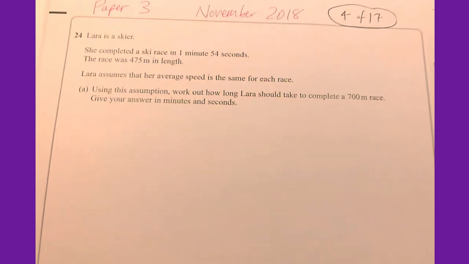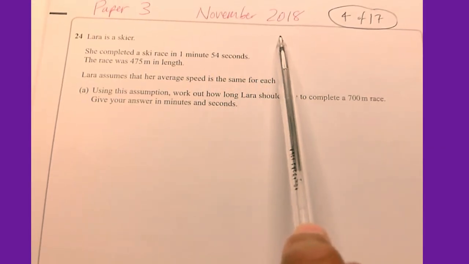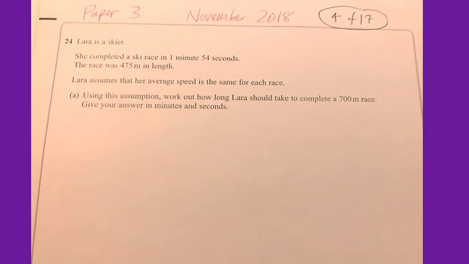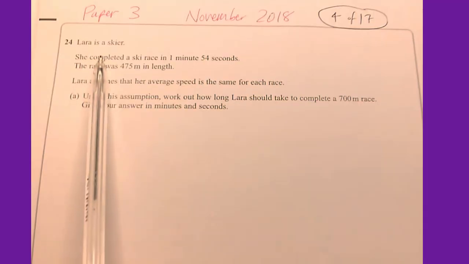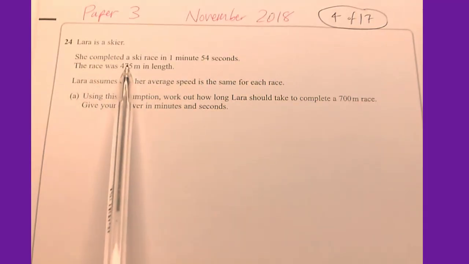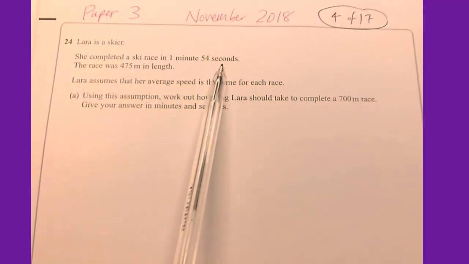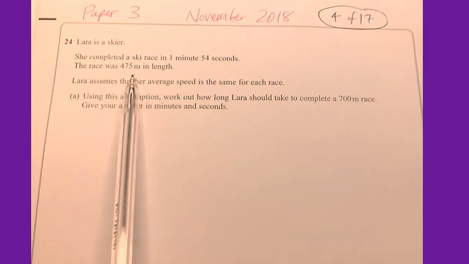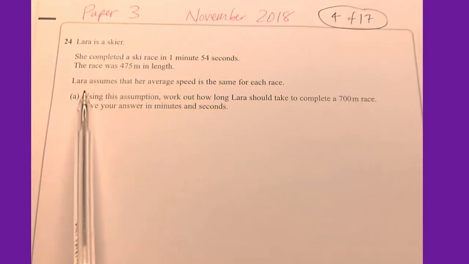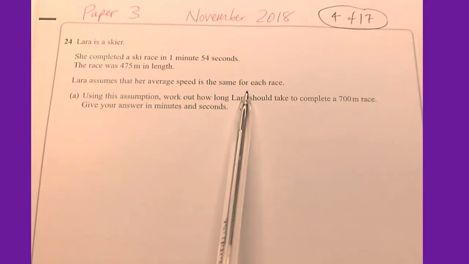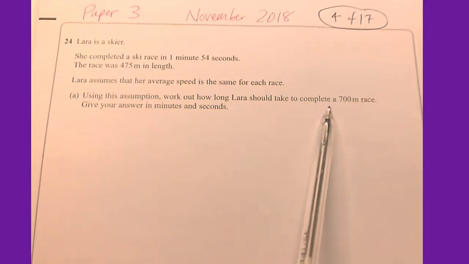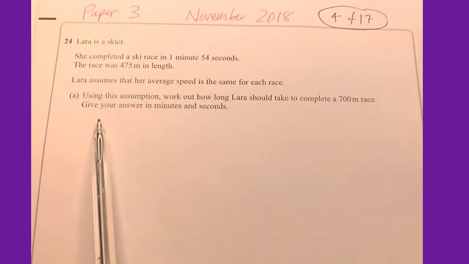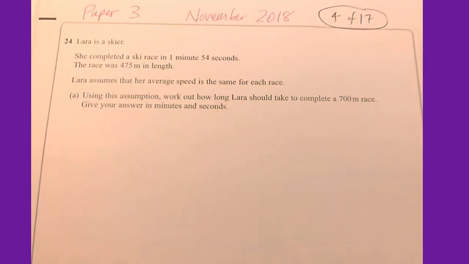Okay, so this question is from November 2018, paper 3. Pause and have a go. So let me read the information. Lara is a skier. She completed a ski race in 1 minute 54 seconds. The race was 475 meters in length. Lara assumes that her average speed is the same for each race. Using this assumption, work out how long Lara should take to complete a 700-meter race. Give your answer in minutes and seconds.